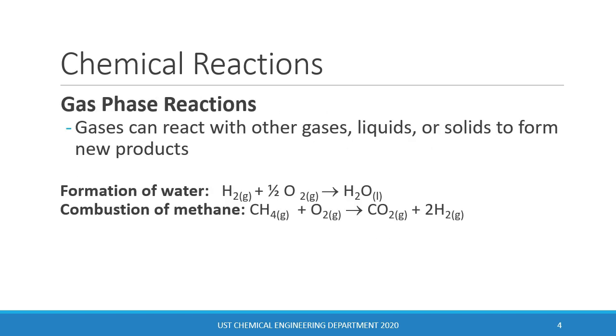One type of chemical reactions are gas phase reactions, which happens when gases react with other gases, liquids, or solids to form new products. Examples shown here are the formation of water by the reaction of hydrogen and oxygen. And then another one is the reaction of methane with oxygen to form the combustion products CO2 and hydrogen gases.